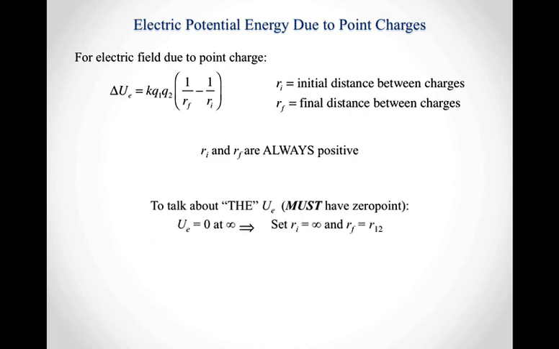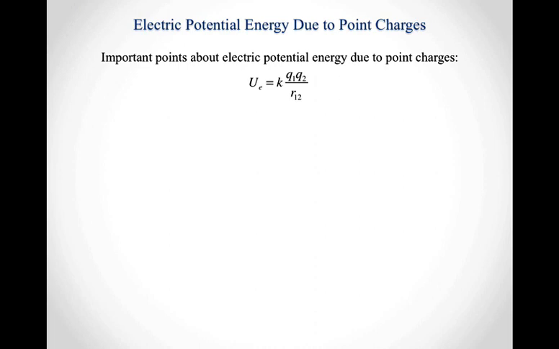If we want to talk about the electric potential energy, again, we must have a zero point. And our equation basically tells us that the zero point is going to occur when our two charges are infinitely far away. So the zero point for the electric potential energy is when the distance between them is infinitely far away. And then I can calculate the electric potential energy, and really this is the electric potential energy relative to the zero point when they're infinitely far away, given by k q1 q2 over this distance r12, where that's just defined to be the distance between the two charges. So some important points to emphasize about this equation.